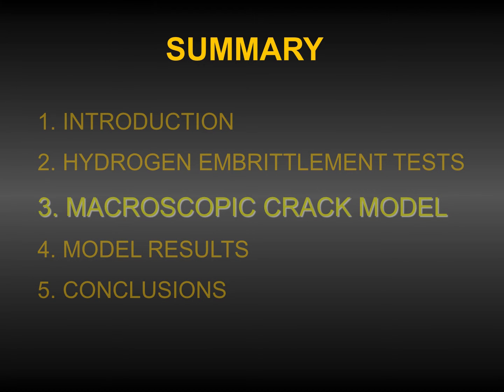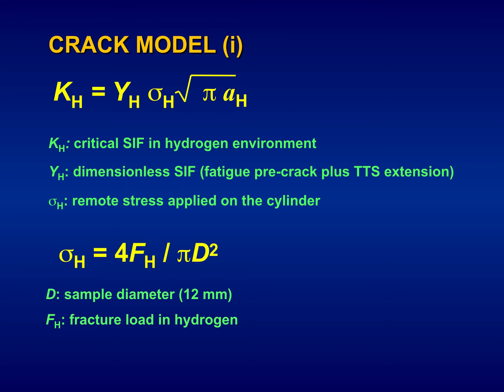Let's go to the third part, macroscopic crack model. The crack model is as follows. KH is equal to YH times sigma H times the square root of pi AH. KH is the critical stress intensity factor, SIF, in hydrogen environment. YH is the dimensionless stress intensity factor of the fatigue pre-crack plus TTS extension. AH is the total crack. Sigma H is the remote stress applied on the cylinder. And AH is the total crack, the original fatigue pre-crack, A fat, plus XTTS.